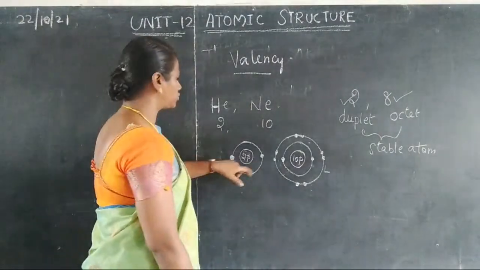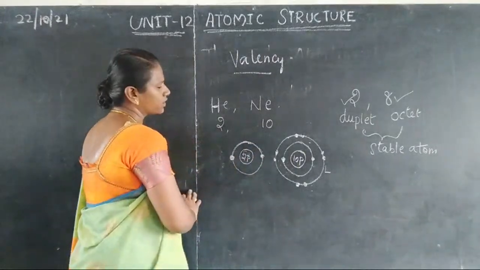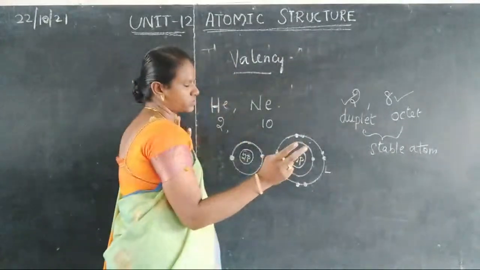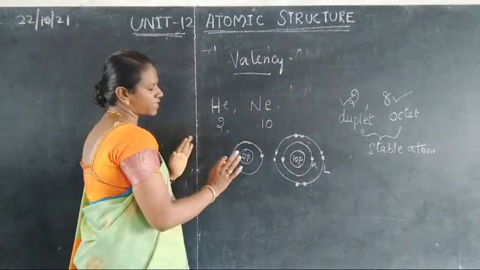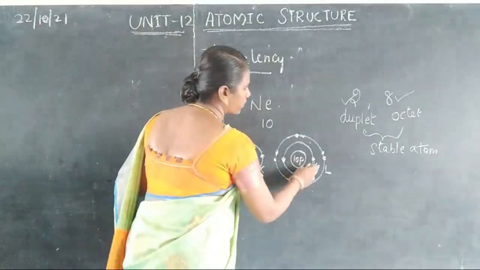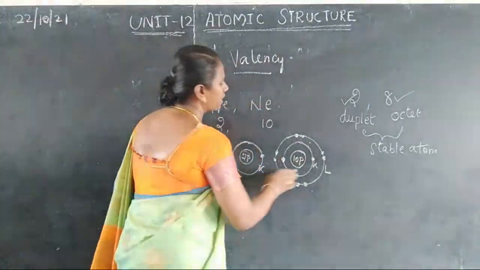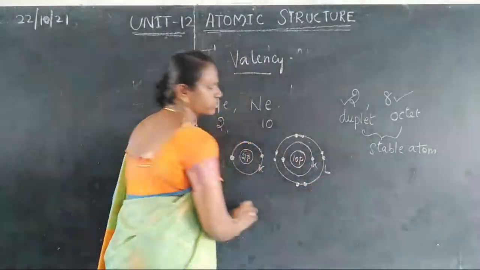Around the nucleus of helium there is only one shell, and in neon there are 2 shells, that is the K and L shells. The K shell can accommodate only 2 electrons, and what about the L shell? The L shell can accommodate 8 electrons in the outermost shell.